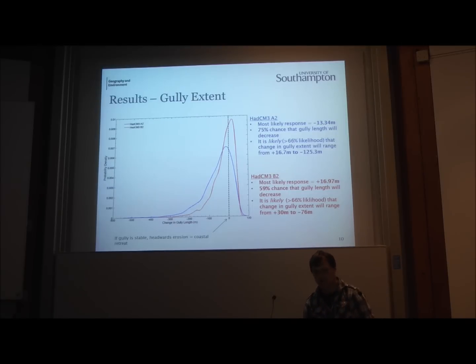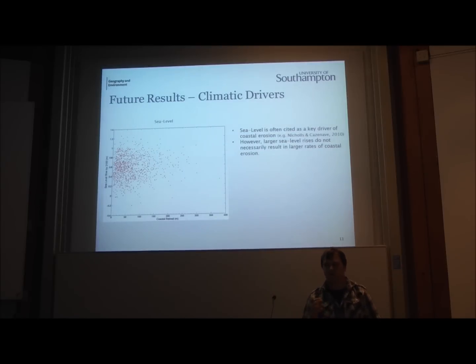Finally, what I want to do is give you an idea of the kind of analysis I want to do with some of these results. It's kind of picking out the climatic drivers and what's causing these changes. So if we take this example of coastal erosion, what is it about the inputs to the model that is causing the largest coastal retreat, or what is the likely driver that's causing these retreats?